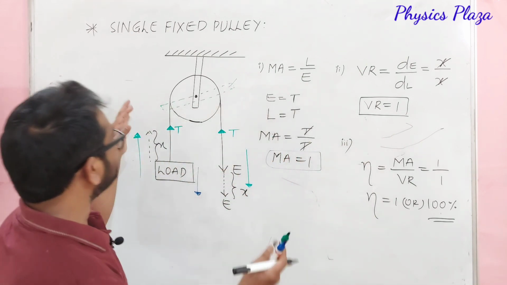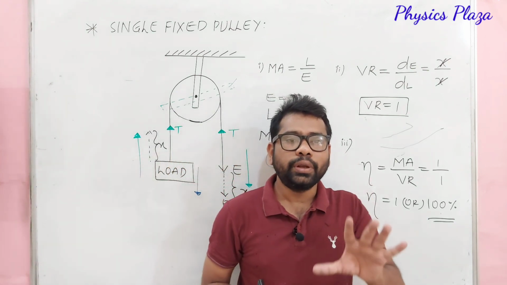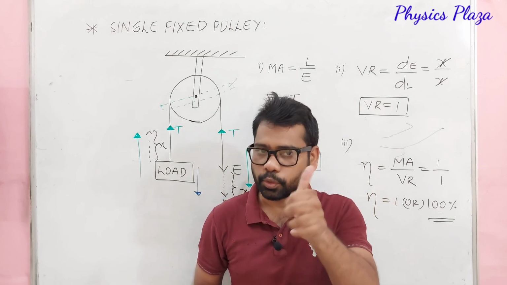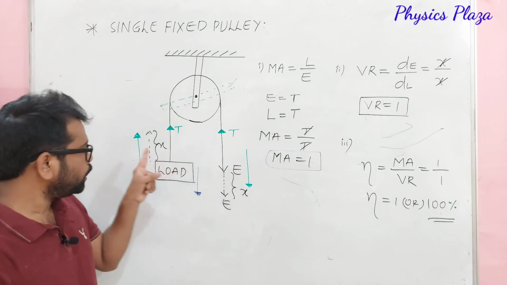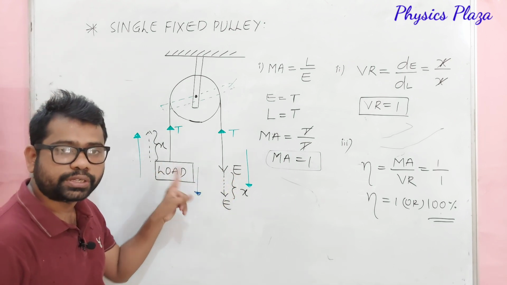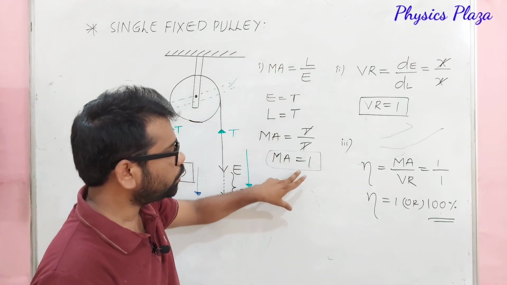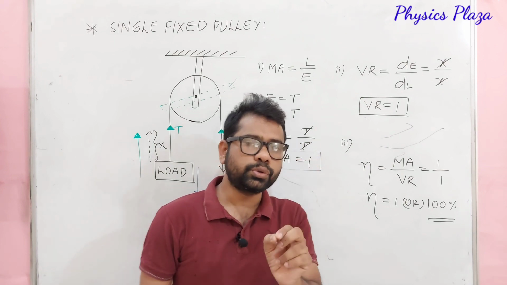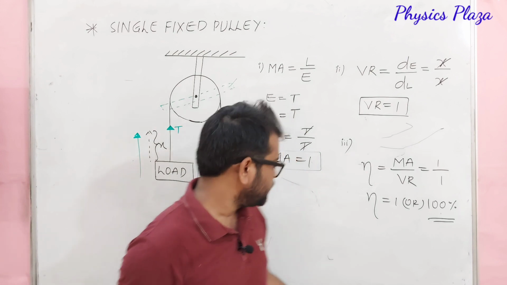So now let us review once again the single fixed pulley. What is a single fixed pulley? The pulley whose axis of rotation is fixed is called a single fixed pulley. First point. And the second thing we have to remember here: effort direction and load direction are always opposite. Third, mechanical advantage is equal to 1 only, and velocity ratio is equal to 1 only. That's why it is used to change the direction of the effort applied. Okay children, just copy it.